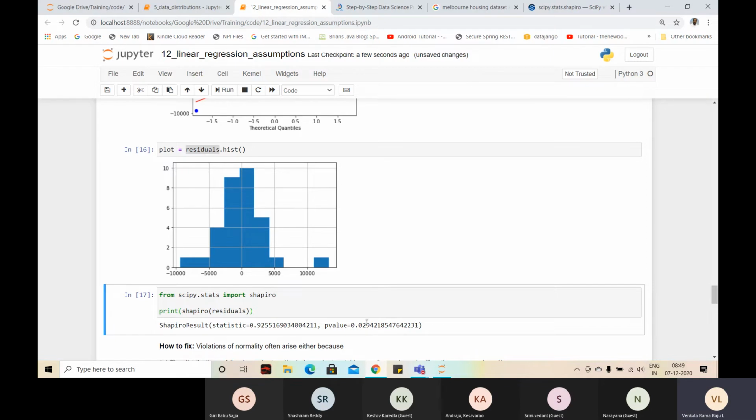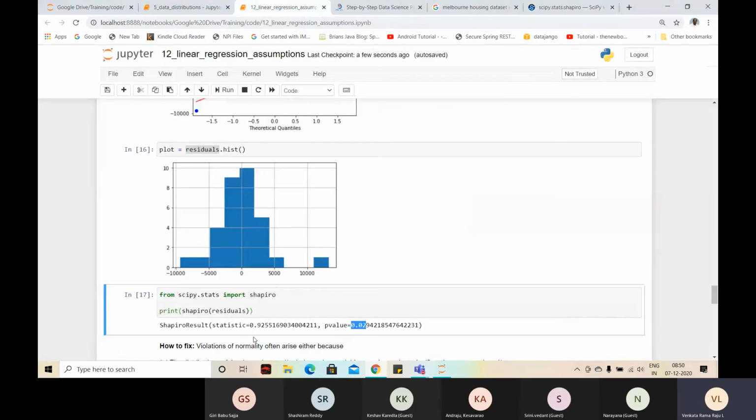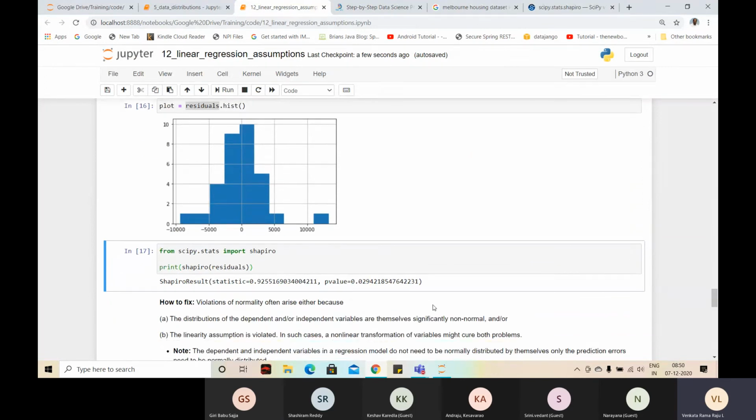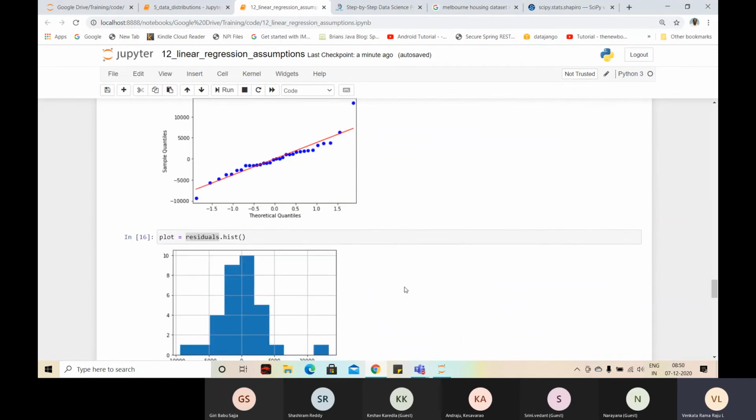When the p-value is less than 0.05, what should we be doing? Rejecting the null hypothesis. What is the null hypothesis? Data is drawn from normally distributed data. The test is saying that the data is not normally distributed. Do you agree? Yes, sir. So you can do numerical tests also, but when you look at this QQ plot, it will actually give you more clarity.